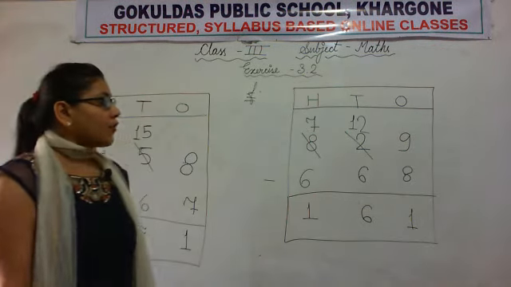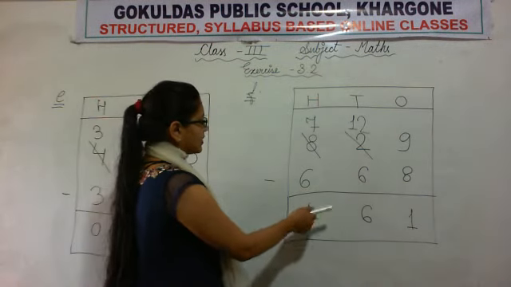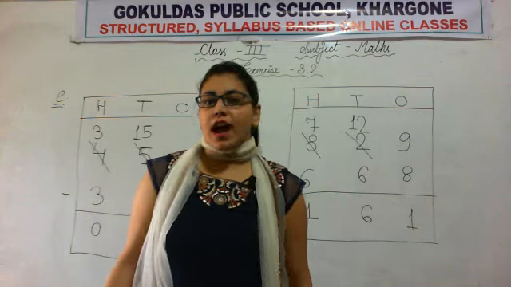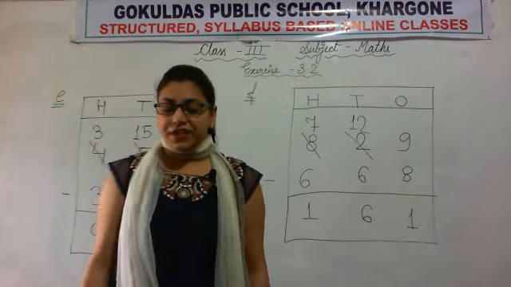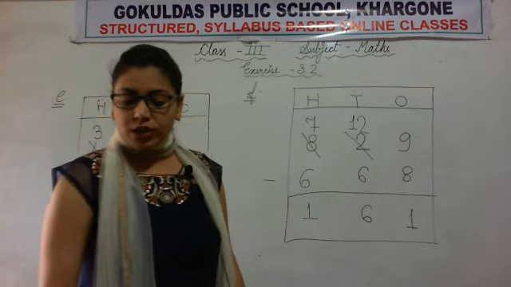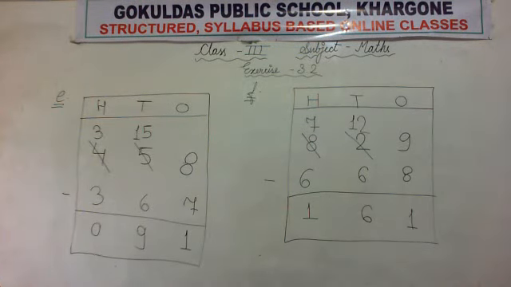So 829 minus 668 is equal to 161. That means our answer or our difference is 161. Now moving towards next part, that is part G.